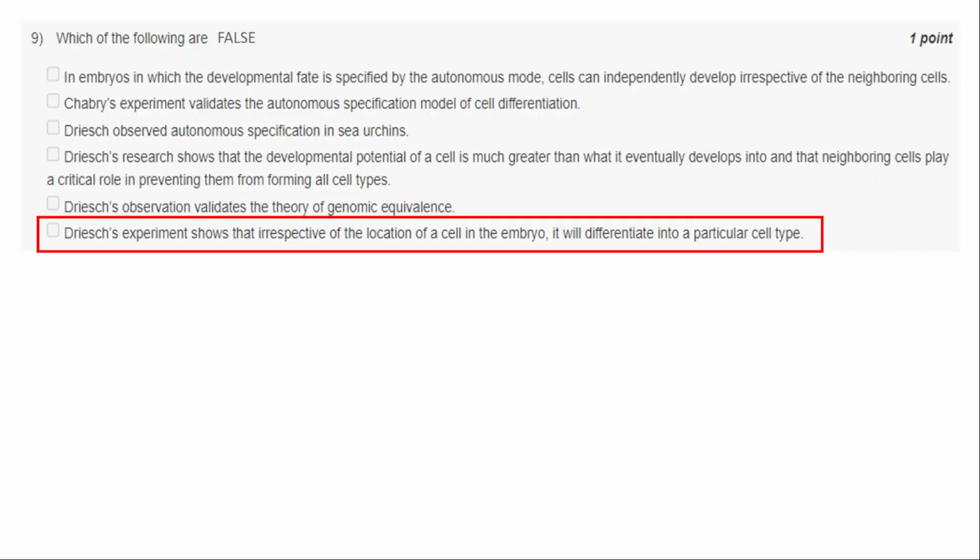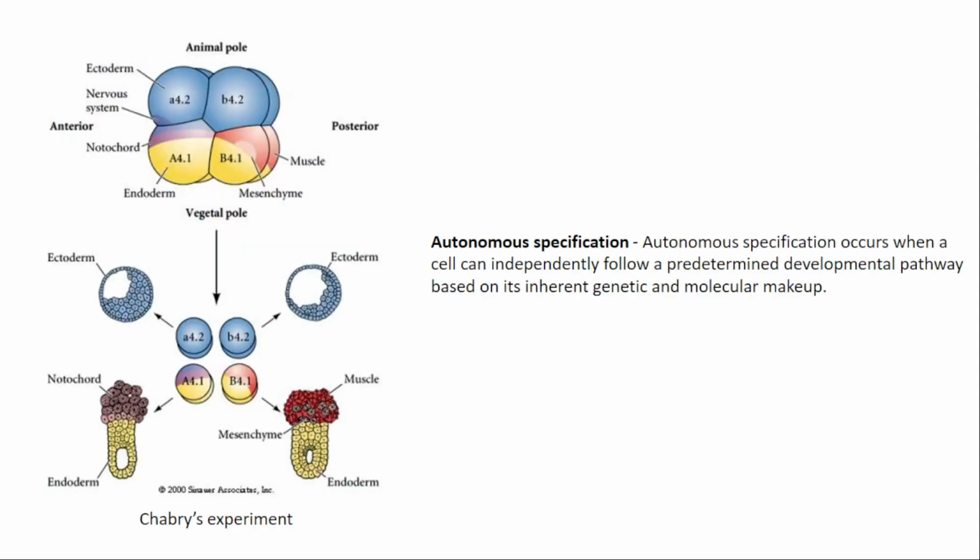And then he saw that there is a change in particular cell type that the embryo is forming. So let us see about these two experiments that the options are talking about. Chabri's experiment conducted in tunicates, where we can see here, which is a remarkable experiment for autonomous specification.